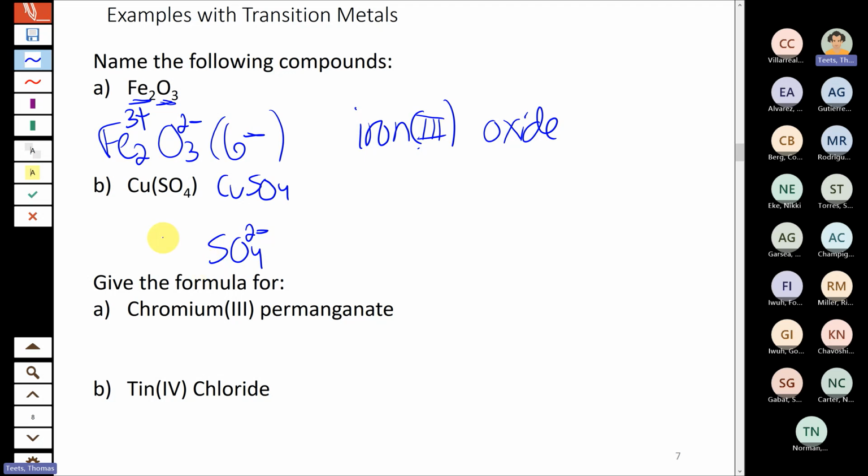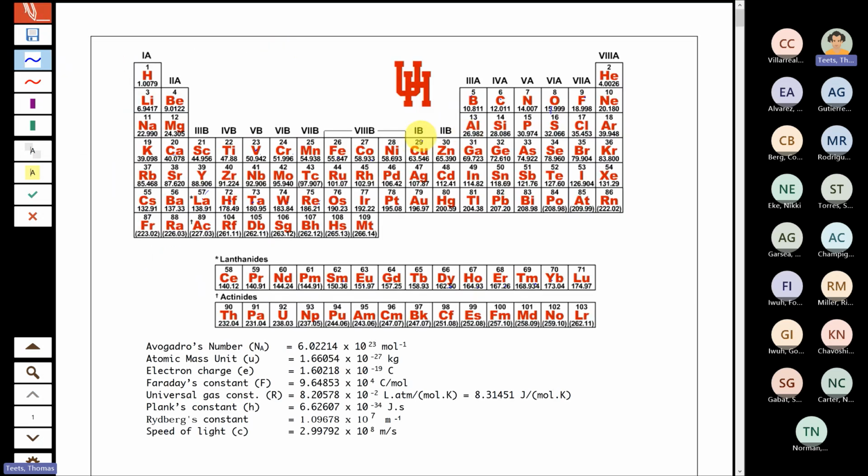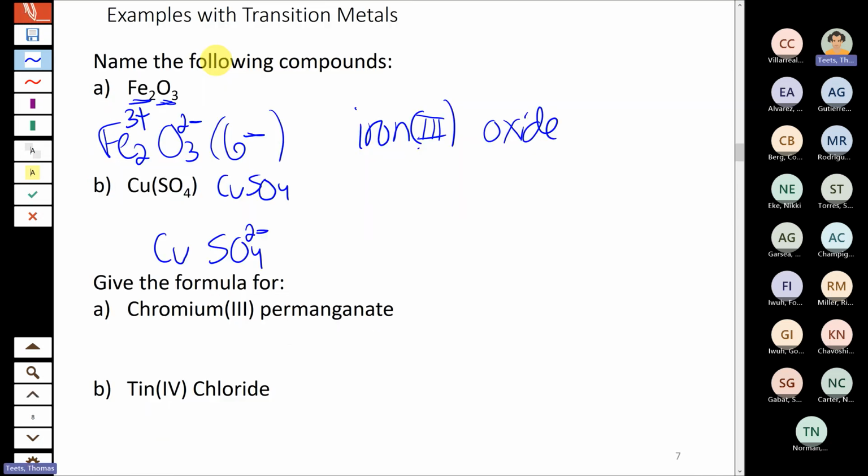And then our copper is the one that has variable charge. Copper is also in the transition metals. It's towards the end, number 29 there, but it's still a transition metal, so its charge is not easily predictable from its location in the periodic table. But if we have a 2- anion and 1 cation to balance it, the cation will then have to be 2+ to make sure that the charges cancel.